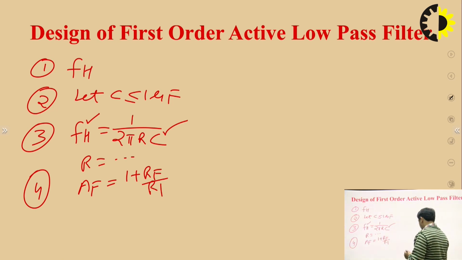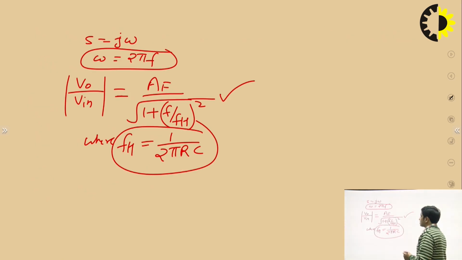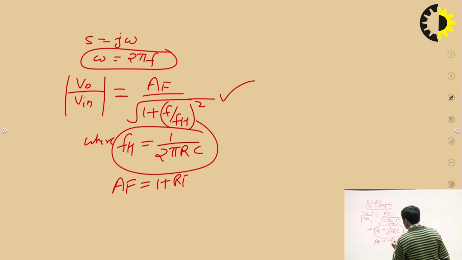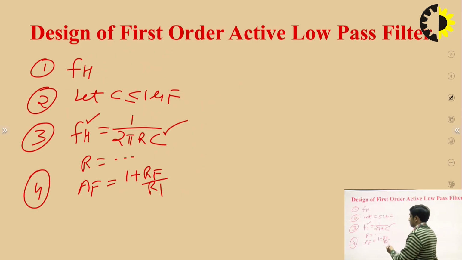AF is the pass band gain. In the previous slide I mentioned FH, and here AF is the pass band gain, and the value of AF is 1 plus RF upon R1. You can easily find it. Just put V1 into that equation and rearrange the terms, and you will get this V0 upon V. Now, if AF is given in the question, then with the help of AF you can find out the value of R1 and RF.